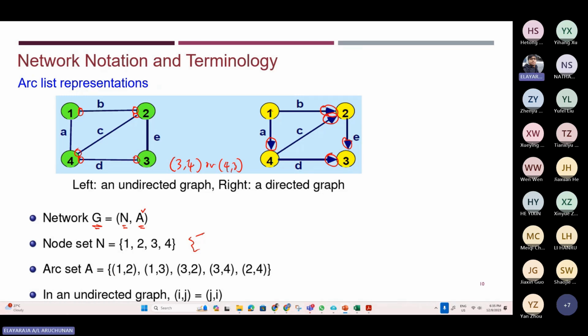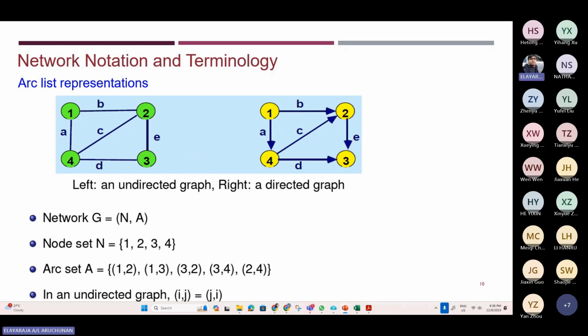For example, we have 1 to 2, and then 1, 3, and then 3, 2, and then 3, 4, 2, 4. That means they give you the whole arc set. They list down everything, based on all the possible arcs. The fourth one I already explained here. This could be switched the other way around: 3, 4 or 4, 3, or 2, 3 or 3, 2, and so on.